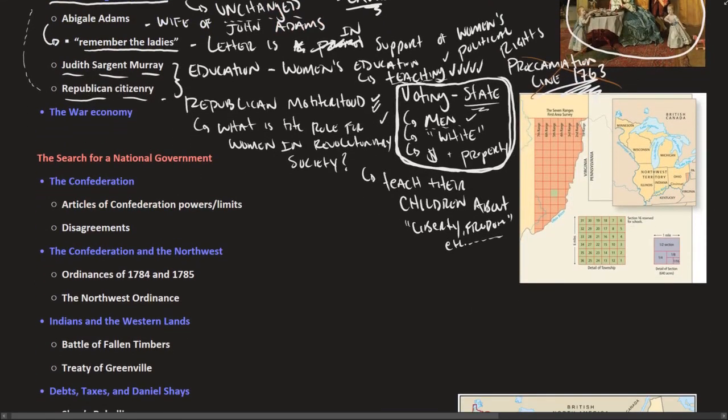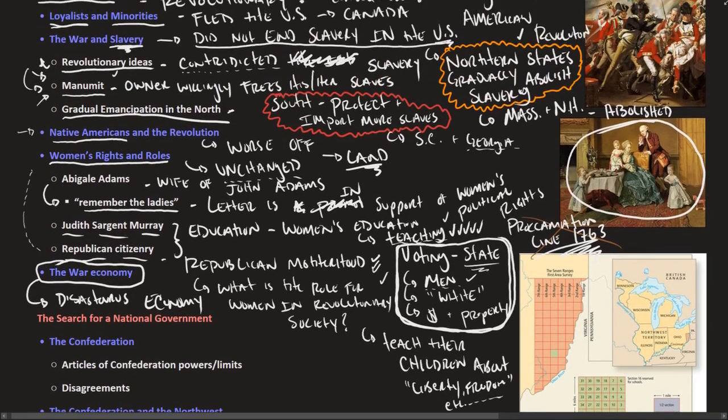Lastly, one thing we want to say about the consequences of the revolution is its effect on the economy. Generally speaking, the revolution really led to a very disastrous economy for the U.S. We'll talk more about the economic problems.